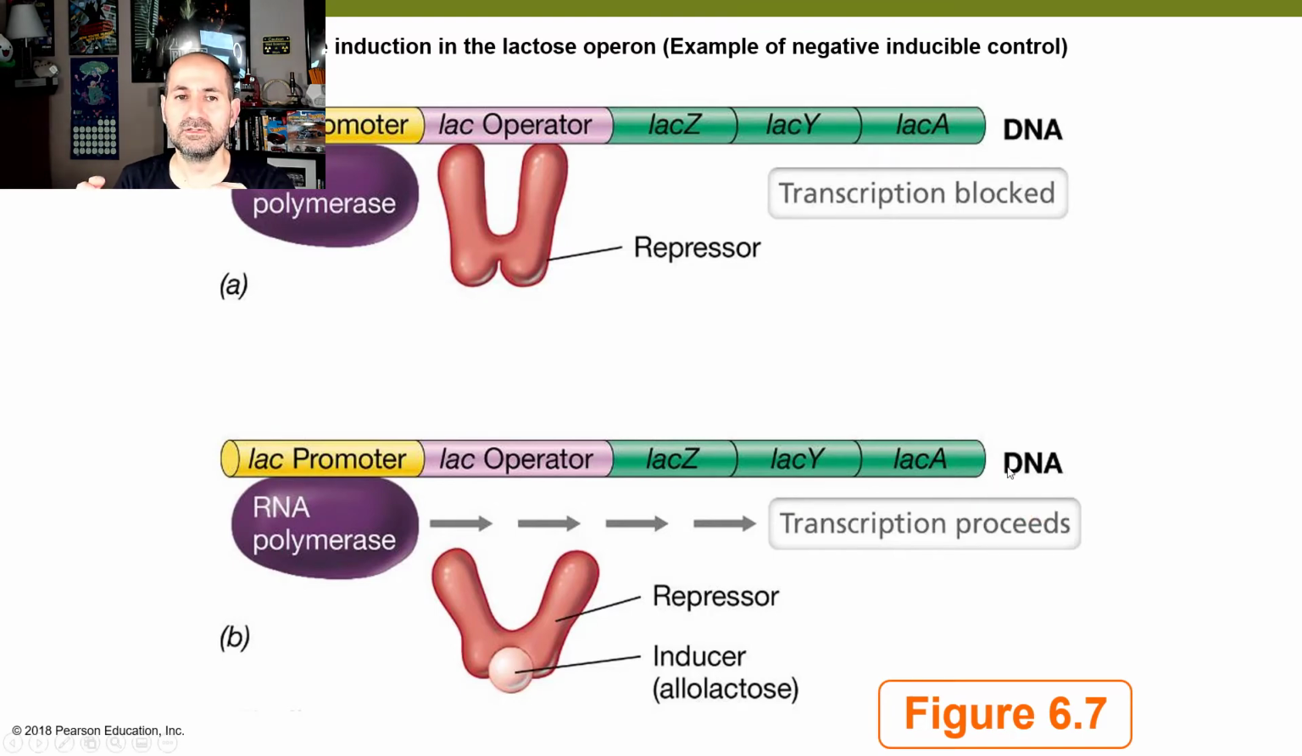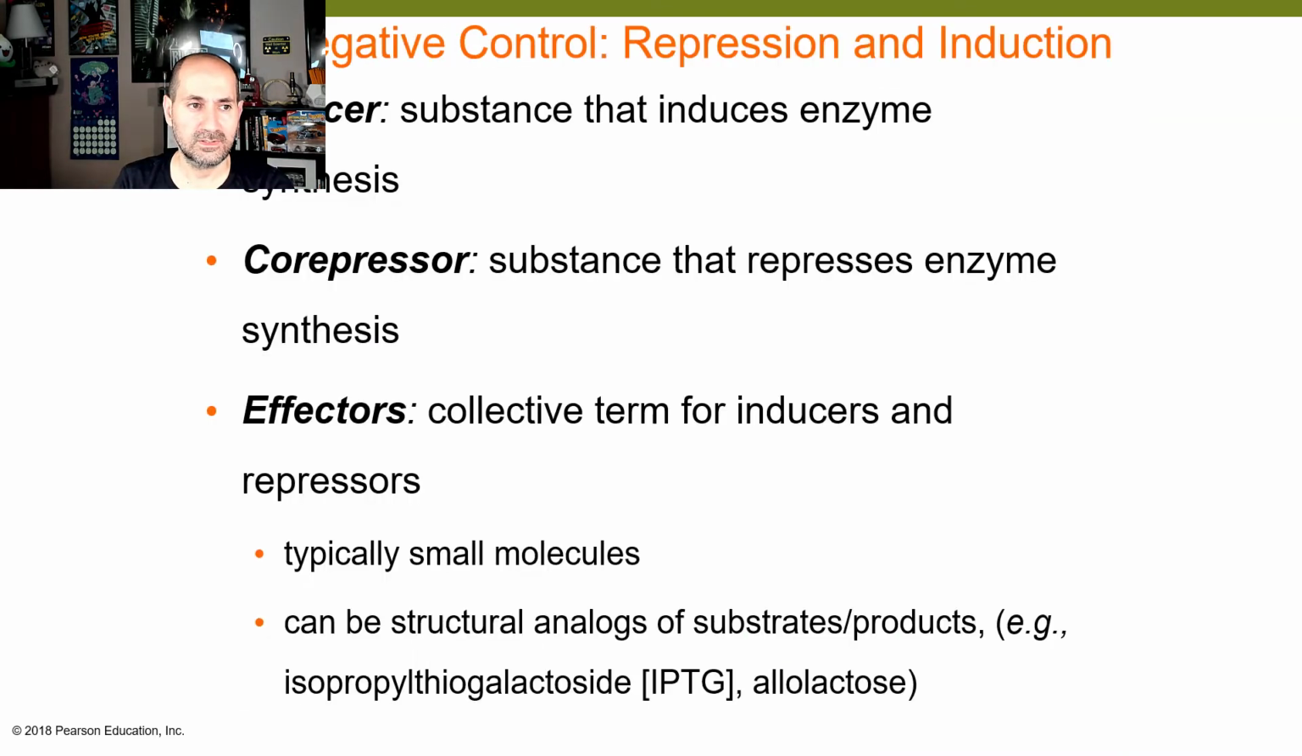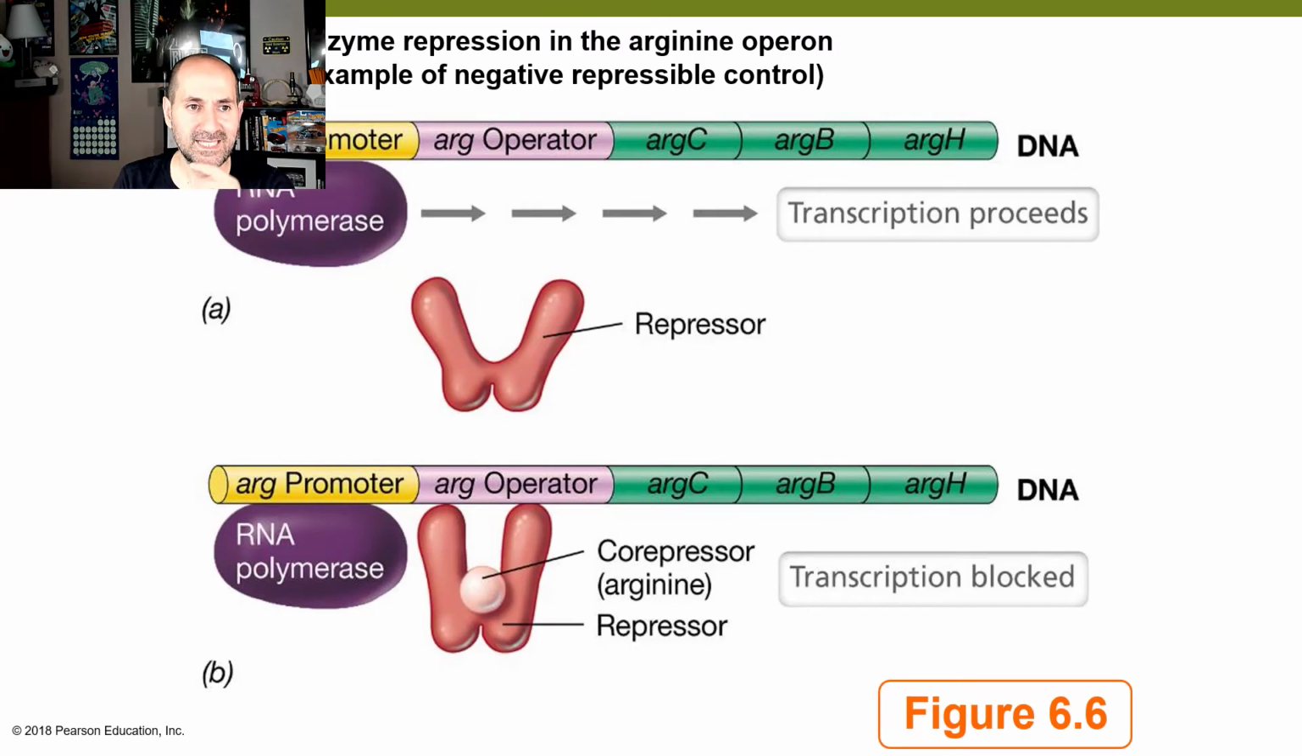So again, when you hear negative inducible, negative means you're dealing with a repressor. Inducible means you can turn on gene expression by adding an inducer. Does that make sense? Inducible means you can turn on gene expression, and gene expression is normally off. The opposite of that is, let me show you real quick and I'll come back, negative repressible. Repressible means gene expression is normally on, but by adding a co-repressor, you can turn off gene expression.